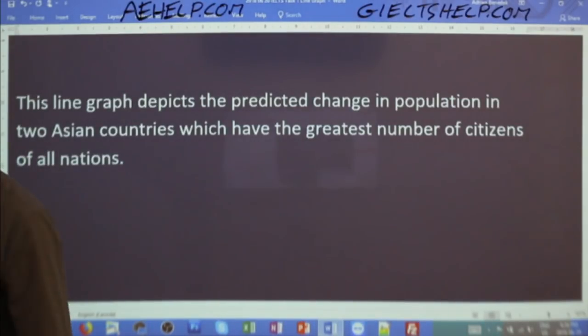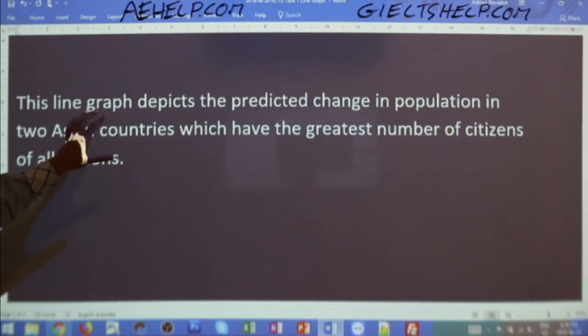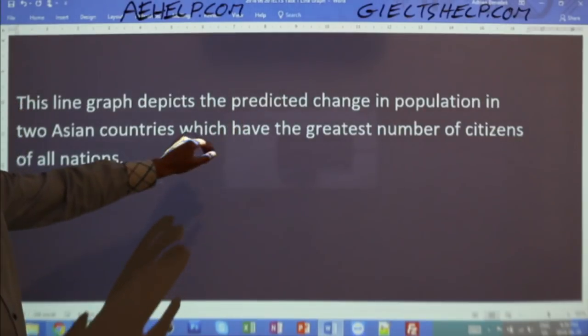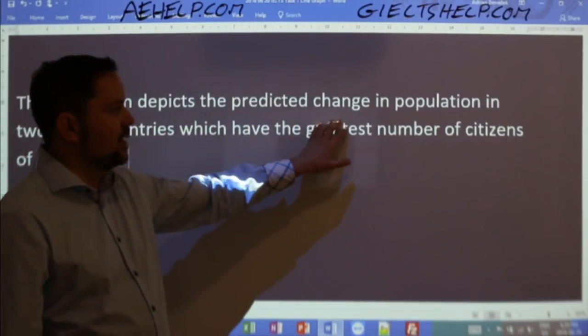Okay, so one of the interesting things to note here is we're comparing China and India, and China and India have by far the largest populations of any country in the world. So if you can recognize that and include it into your paraphrase, that's great, because now this can become the first sentence of your overview. So one important point to notice on this line graph is it's the predicted change.